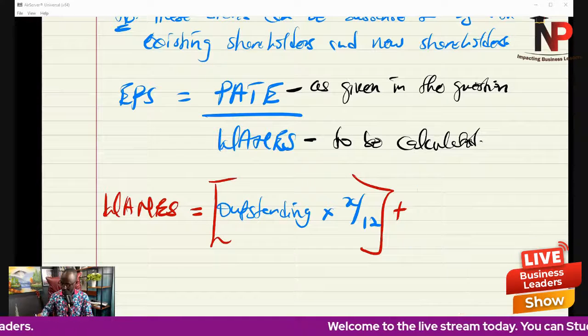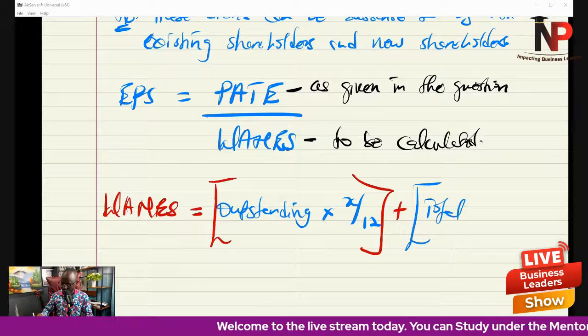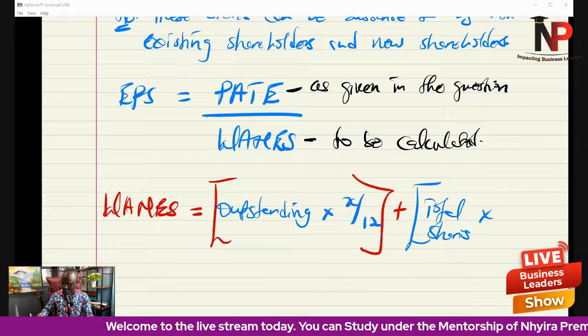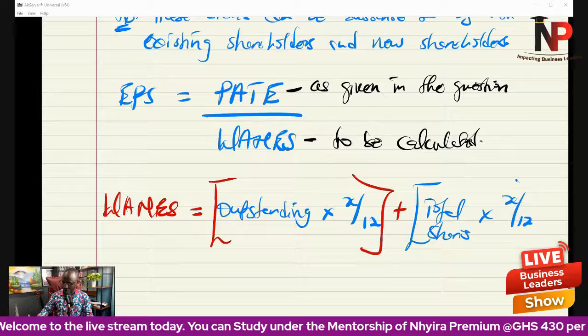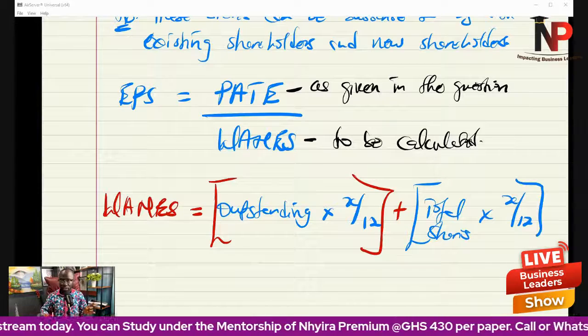Plus total shares, also multiplied by x over 12. Remember, I told you something in the introduction.